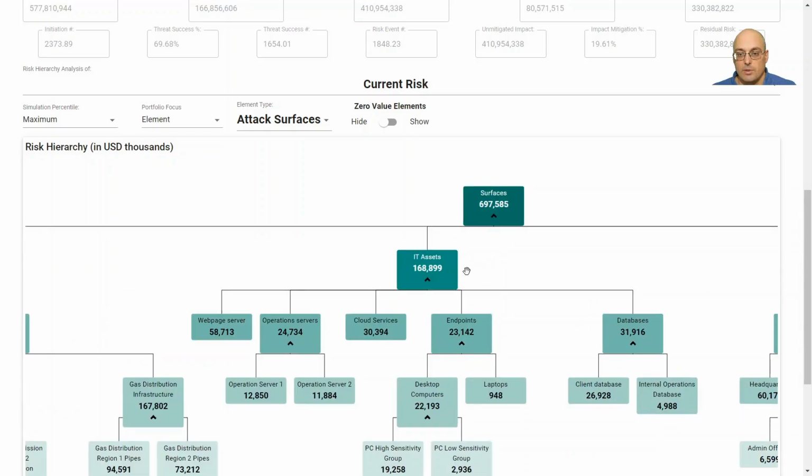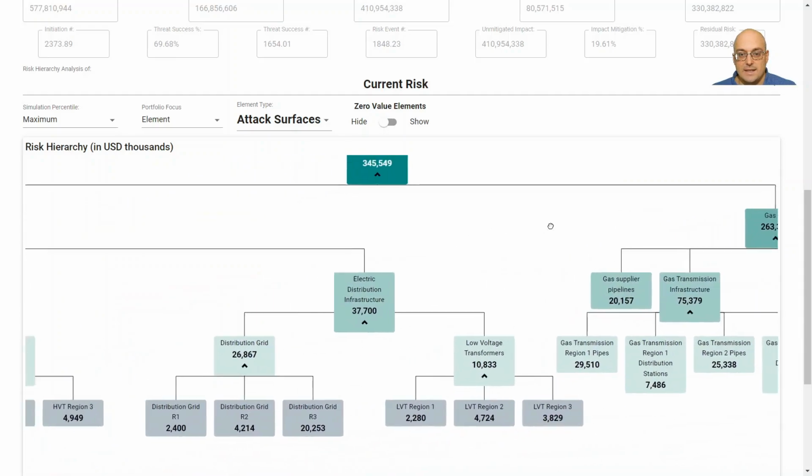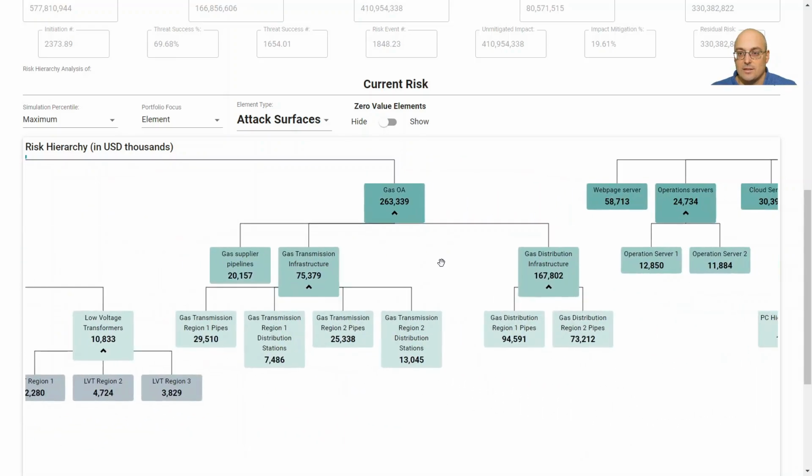Here, for example, a significant portion is coming from operational assets, within which gas operational assets is the most important, gas distribution infrastructure, and of course distribution infrastructure pipes in various regions.